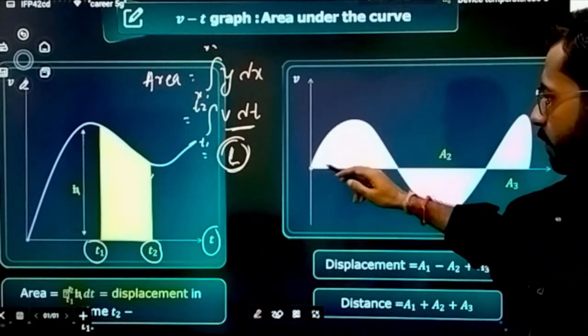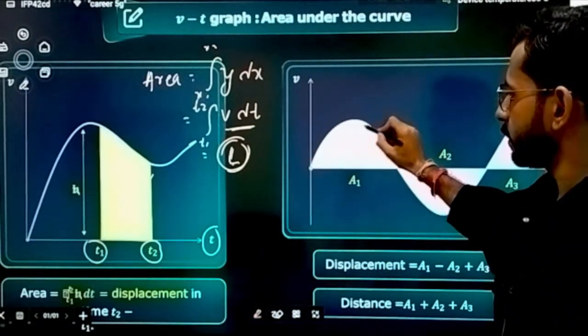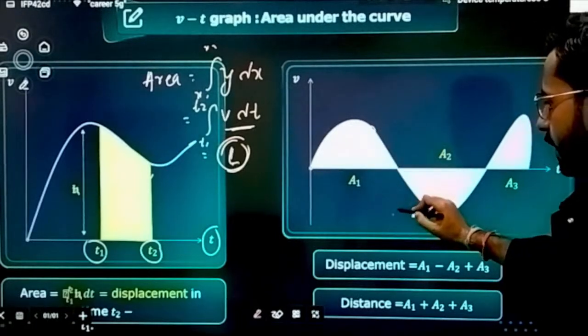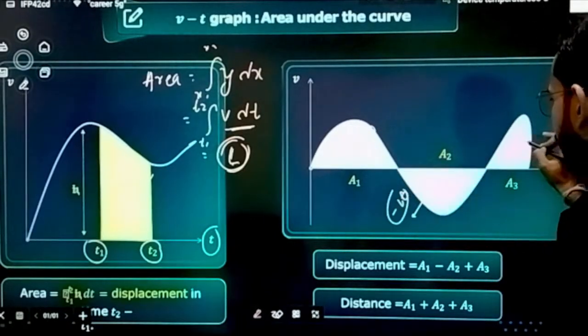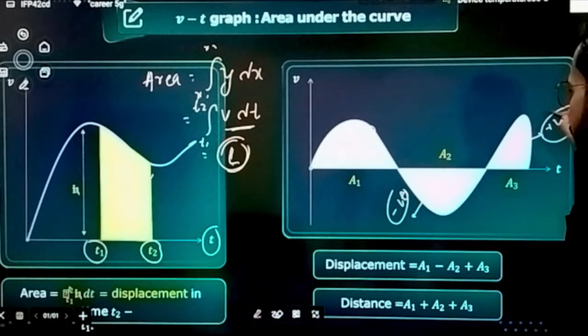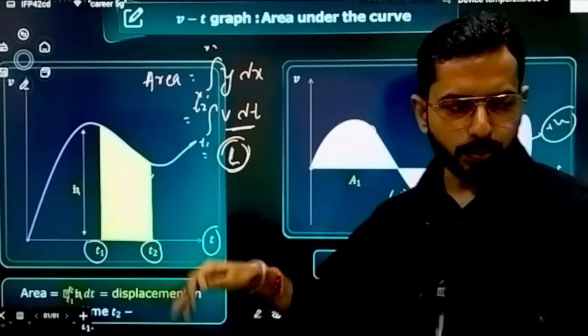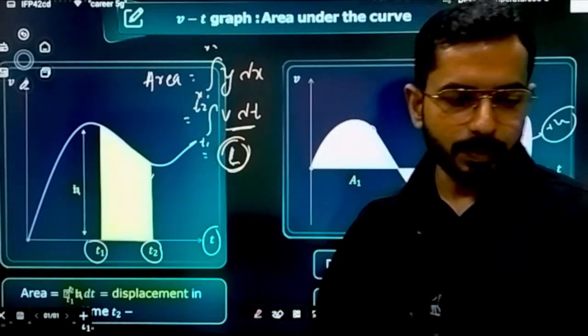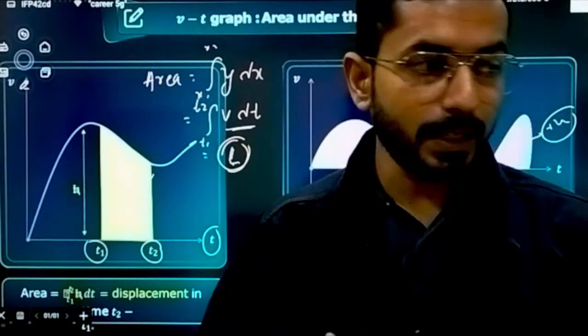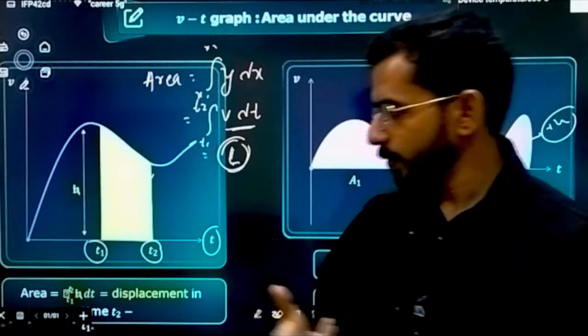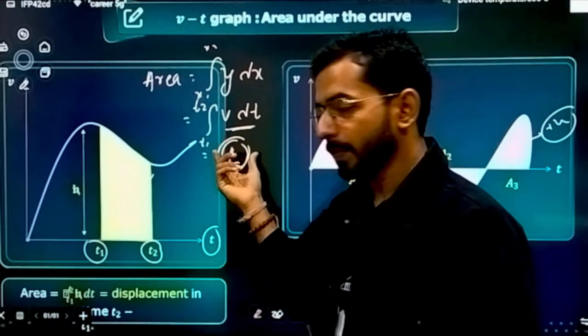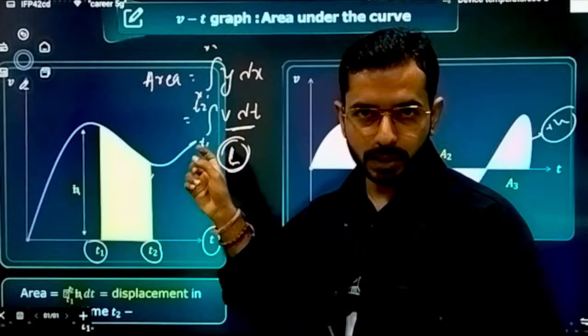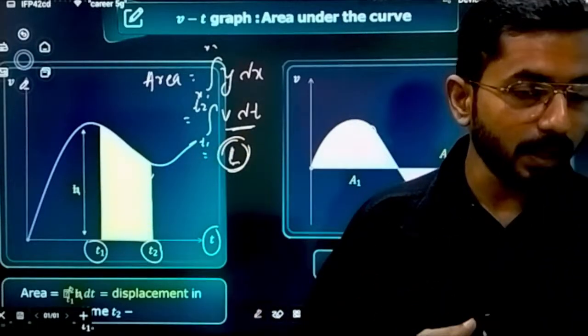Next one, let's suppose you have a positive section, then sometime you will have negative velocity, again a positive velocity. Again this is going to give you the position, but there can be a case that it is either displacement or distance. Both things are possible, because we have only mentioned the length dimension. It has not mentioned whether it is displacement or distance.